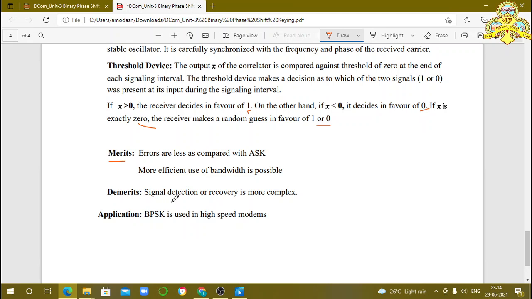And the demerits: signal detection or recovery is more complex. The circuit used for the reception is more complex. Next, we consider the applications. BPSK is used in high-speed modem circuits. This covers the BPSK circuit.